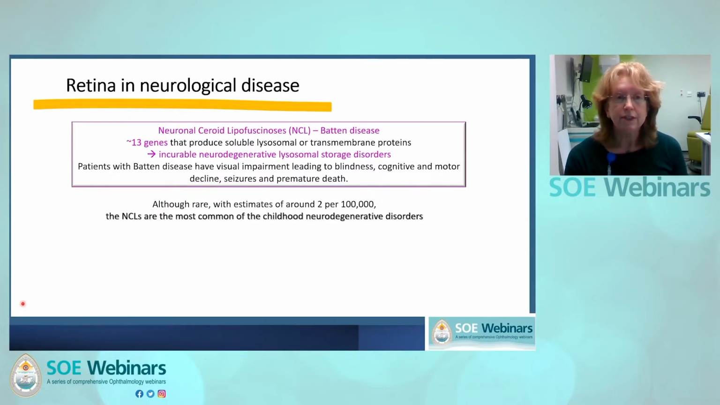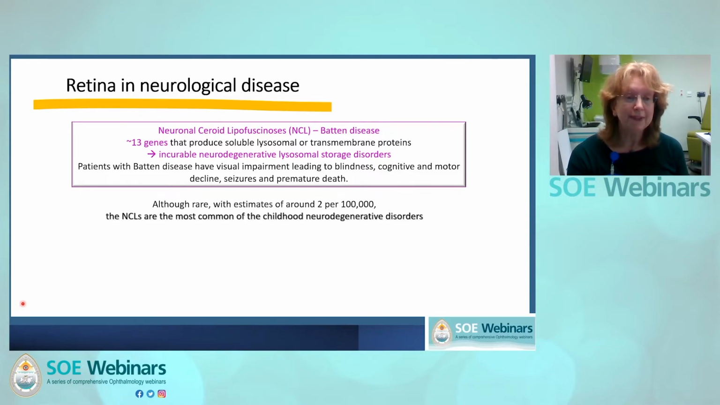Now, the retinal progression in these neurological diseases is unrelenting, and it leads to blindness. But in addition, those patients with Batten disease have very severe cognitive and motor decline, seizures and premature death. Now, whilst these are rare, the NCLs are the most common of the childhood neurodegenerative disorders.